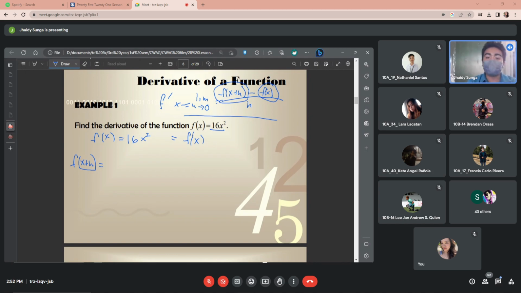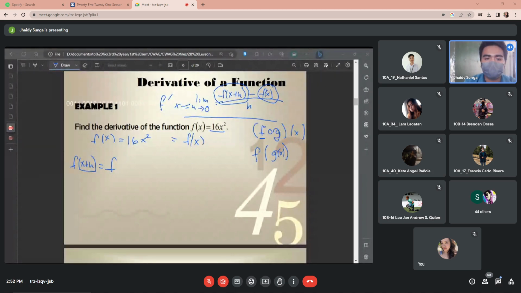So what is our f of x? Remember the composition of function? When you have f of g, remember, it only denotes that the input of your f is g, correct? So instead of putting x inside f of x, you put g of x, right?